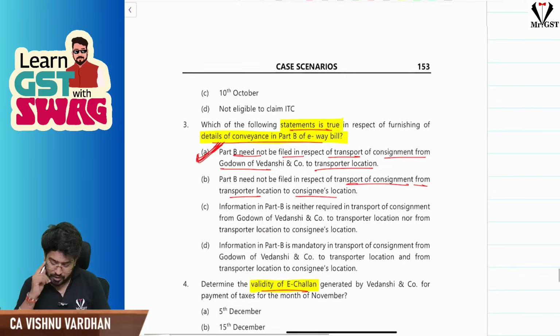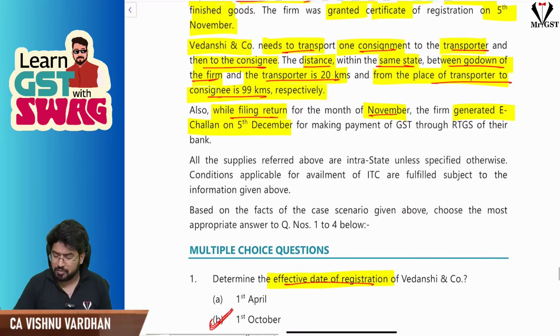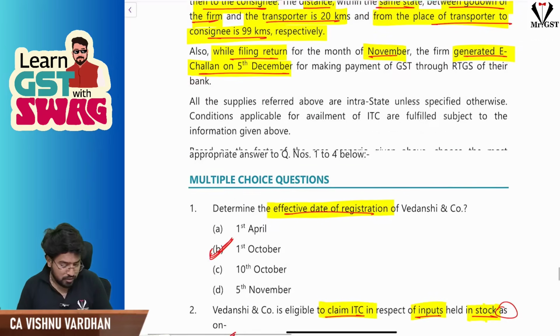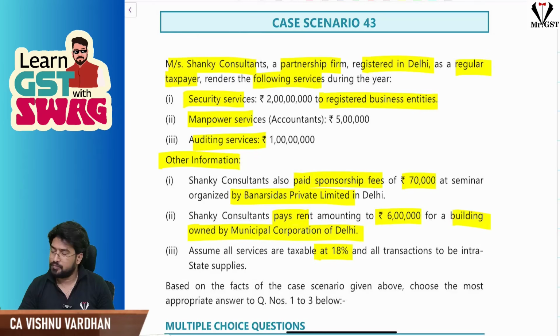Okay. Next, they gave information regarding while filing the return for November month, they have generated an e-challan on 5th December. They have asked the e-challan validity. E-challan validity is 15 days from the date of generation of the challan. So 5th December they have generated, so till 20th December it will be valid. Again, a small easy case study.